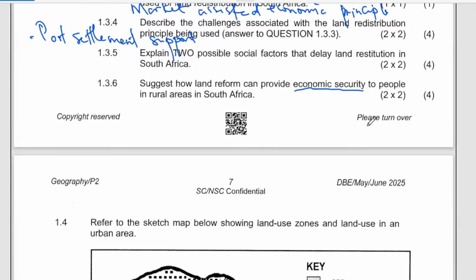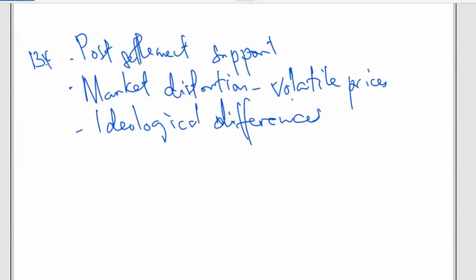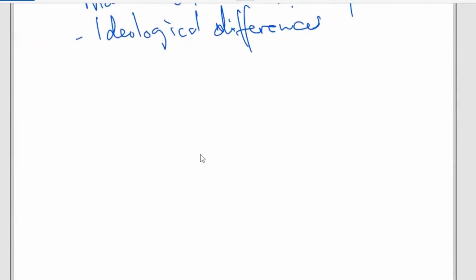But before we look at that, I think we've skipped a question. Explain two possible social factors that delay land restitution in South Africa. Number 1.3.5, we want to look at it. Giving back land to the rightful owners is not happening at the pace that we expect. What are the challenges delaying the process of transferring land to those who were disadvantaged by the practices of segregation through apartheid?